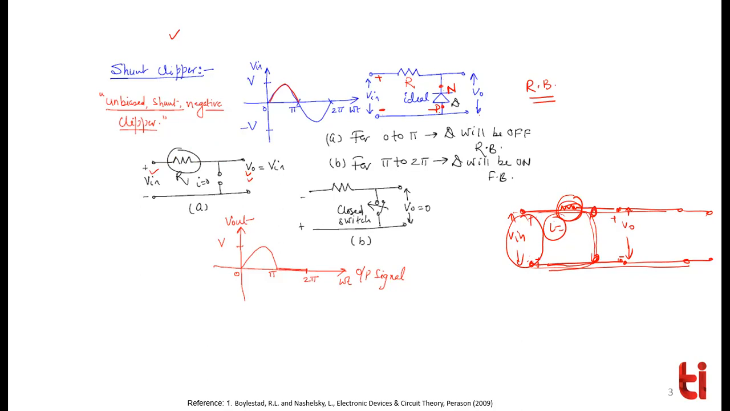Okay. What about the negative half cycle? In the negative half cycle, this diode becomes forward biased because this will become negative and this will become positive. So N is connected to negative, P is connected to positive, and it will become a closed switch. If it becomes a closed switch, all the voltage you are applying here will get dropped over here. You will get V naught equal to 0.